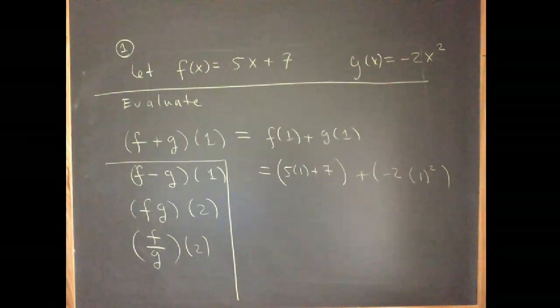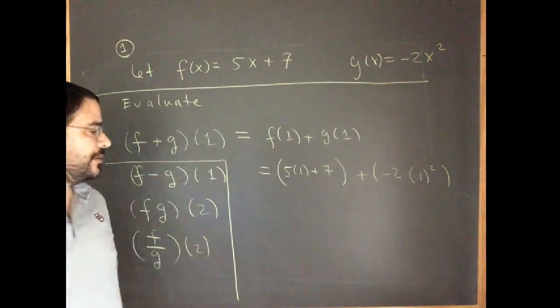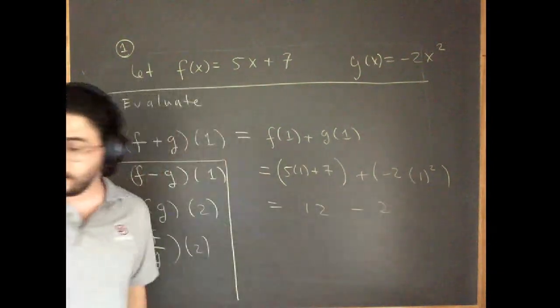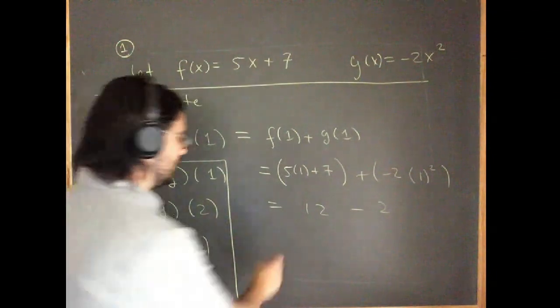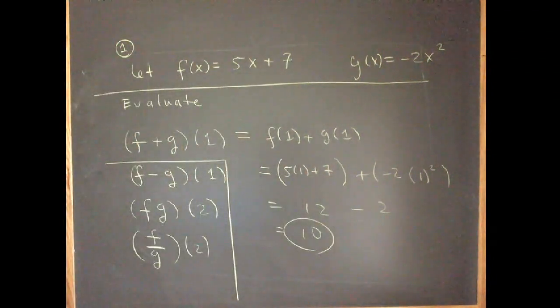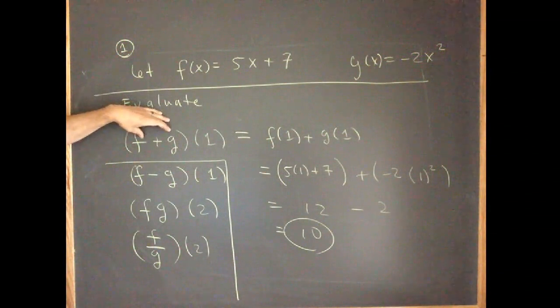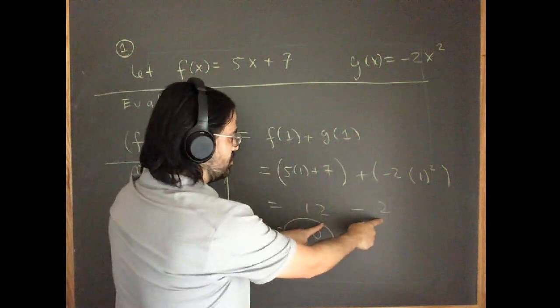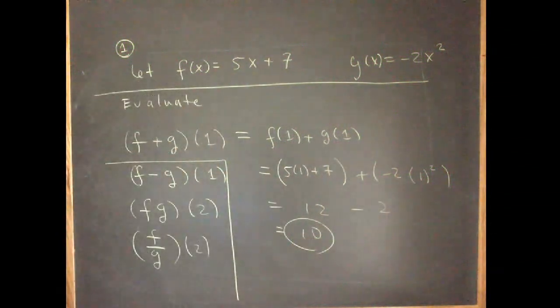Okay, so what's the overall value of f plus g evaluated at 1? This was 12. And this guy is minus 2. What do we get? 10. Perfect. So we have a new function, right? We threw in 1 into this new function. It was the sum of f and g. We first threw in 1 to f, threw it into g, figured out what those two values were, and then added them together to get to 10.